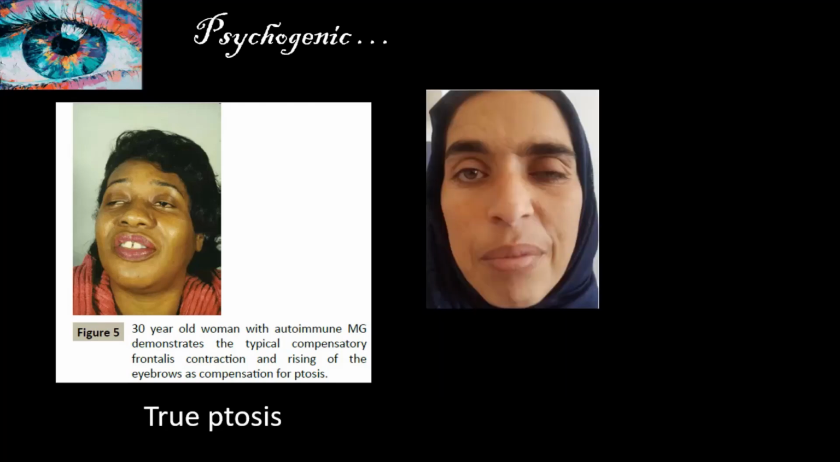Whereas in the second picture, there is eyebrow droop sign or eyebrow dip sign. So there is eyebrow droop, which is very typical for psychogenic ptosis. And one more test you can do for psychogenic ptosis is cover the normal side. If you cover the normal side, the ptosis will improve on the other side. This is how you can diagnose psychogenic ptosis.